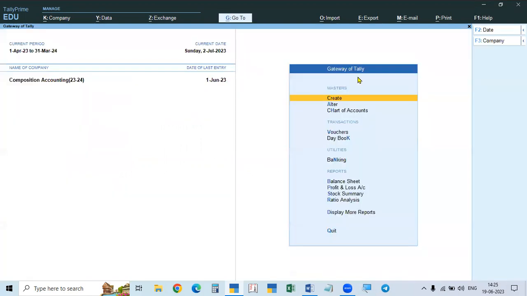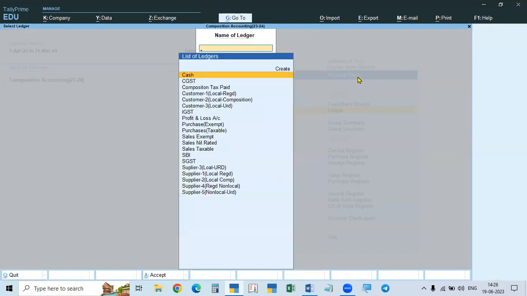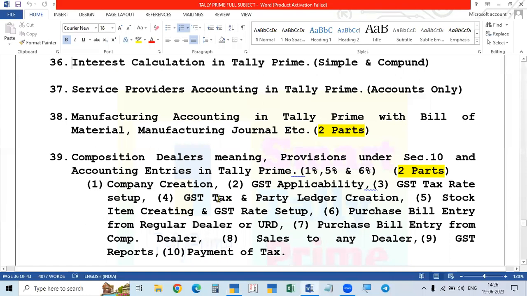And then we already know all the purchases. For all the purchases, we have made the entry. See here how to create the ledger, the tax setting, and for stock items, creating everything in the previous video. We generated everything. You can see it once again, and how to make the entries in the purchase bill for purchase from a regular dealer.